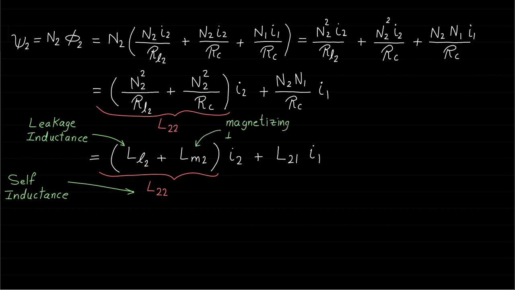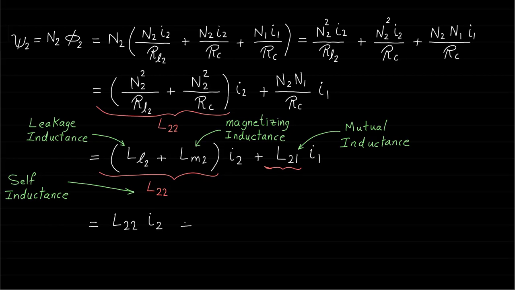In general, L22 represents the inductance of the magnetic field that is produced by the current I2 and coil 2 and links coil 2. The second term of the magnetic field linkage psi 2 represents the mutual inductance L21. Again, the inductance L21 represents the inductance of the magnetic field that is produced by the current I1 and links coil 2.